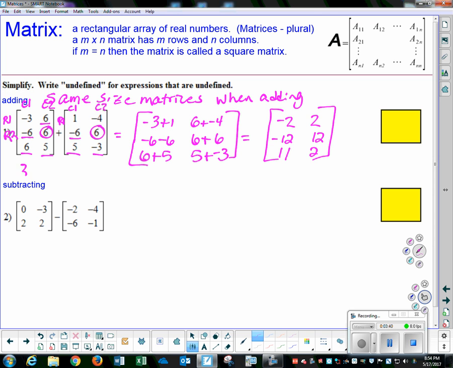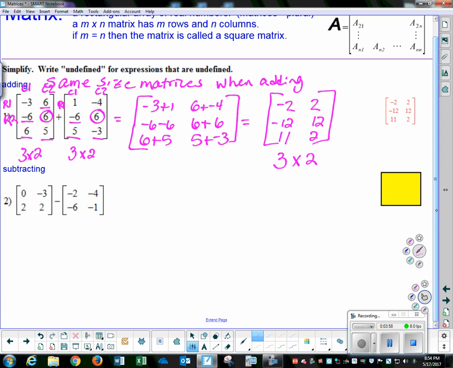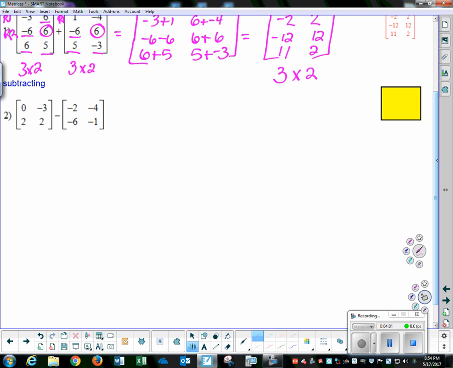So we had a 3 by 2 matrix added with a 3 by 2. They have to have the same size, and notice what we get out are 3 rows by 2 columns. It would be exactly the same row column orientation. Subtracting them is not much harder than addition. Once again, you must have the same size matrices when subtracting.